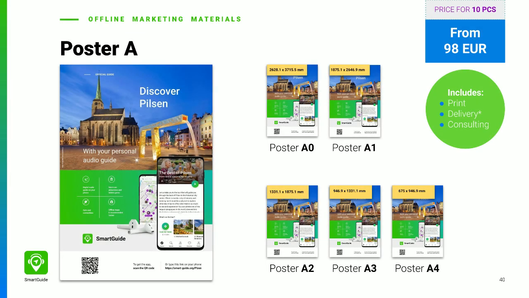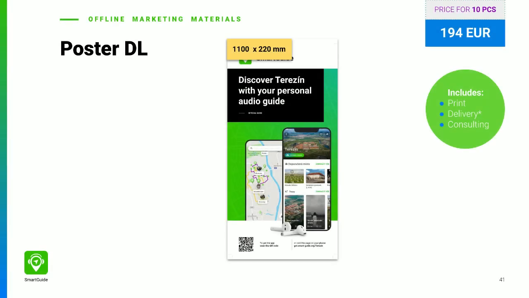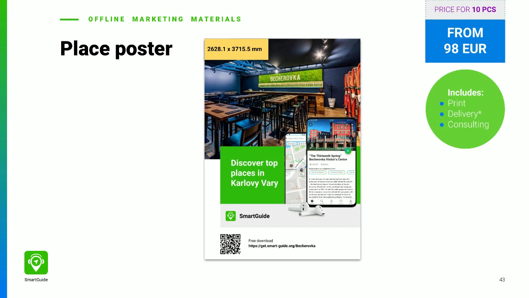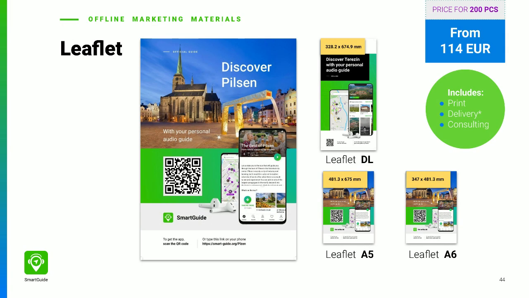Let's start with posters. An A-format poster can be done in A0, A1, A2, A3, A4 formats. There is also an option of a DL poster or leaflet. Based on the languages your digital audio guide exists in, we can prepare a multilingual poster for you. We also have a poster template especially designed for promoting points of interest or places. Next, leaflets. They can be prepared in A5, A6 or DL format by default.